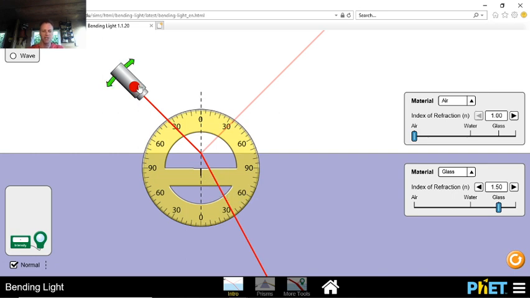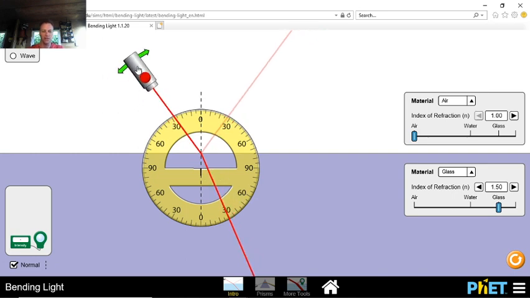Now what you can do is set your angle, whatever it's going in here. Okay, and I'm going to do it there. So my angle of incidence now is 30 degrees. Then what you can do here is measure your angle of refraction. Again, you can use your protractor to measure that angle of refraction going through there.